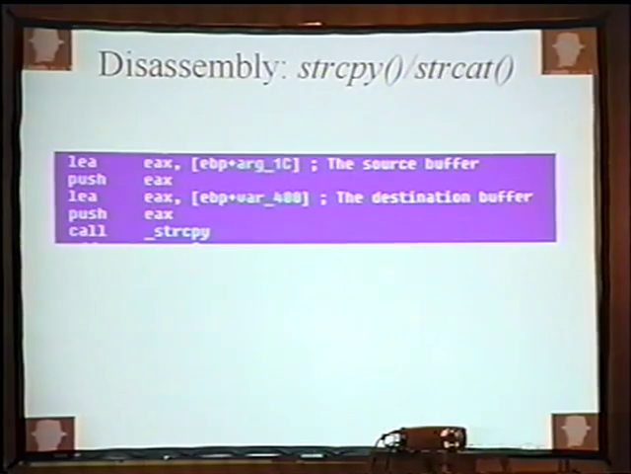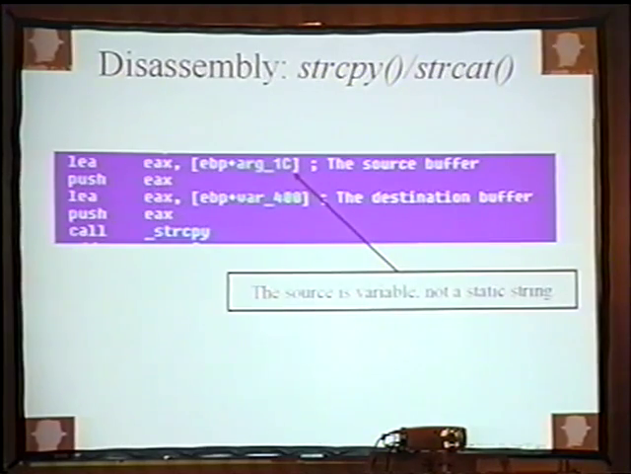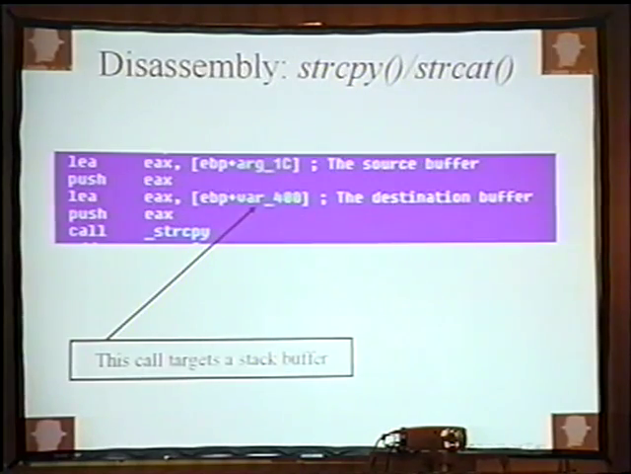Okay, an example of a dangerous string copy or string cat call in the disassembly. We can see that we don't have a static source, so it's not enclosed in double quotes, and therefore it is potentially untrusted. Secondly, our target is a stack buffer of about 1,000 byte size, so this is potentially dangerous and should be investigated further.